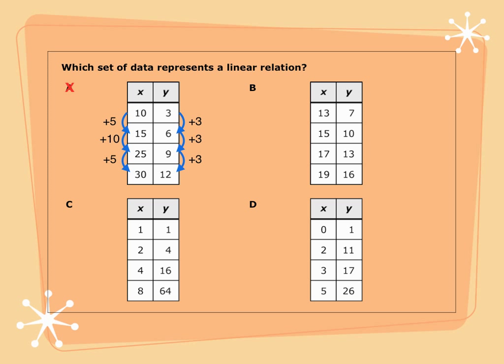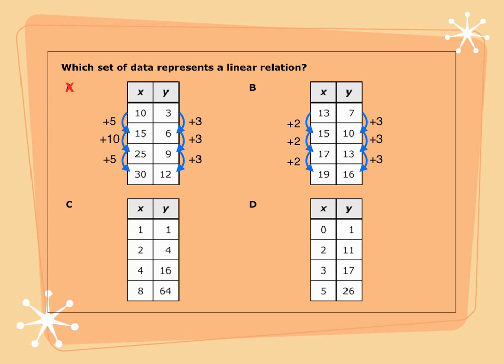In table B, my x values are all increasing by 2 each time I move down, and my y values each increase by 3 as I go down. Notice that's what I was talking about. They're both constant, but they're not the same rate as each other, and that's fine. So for right now, I think my answer is going to be B. I'm going to go ahead and double check and make sure that C and D do not work.